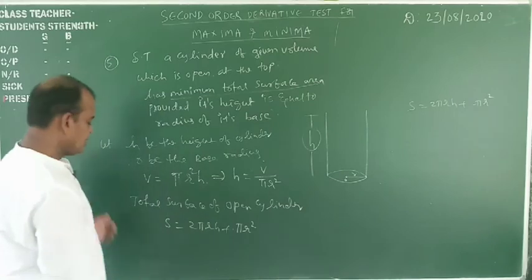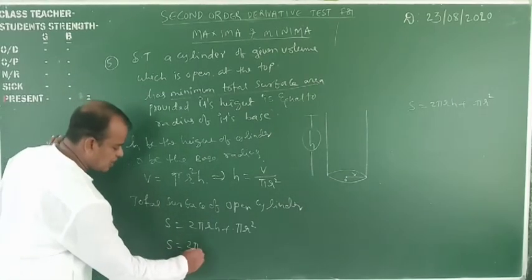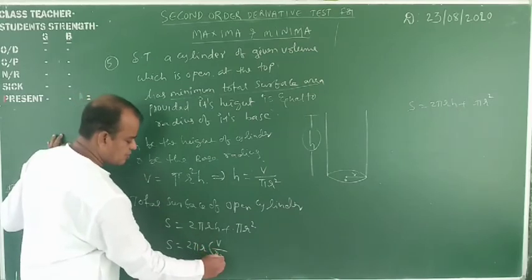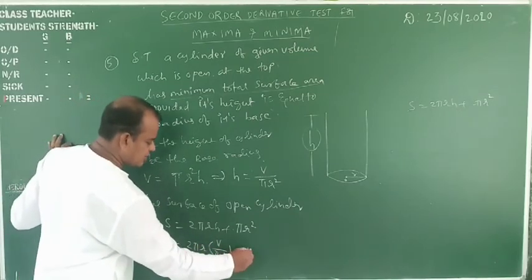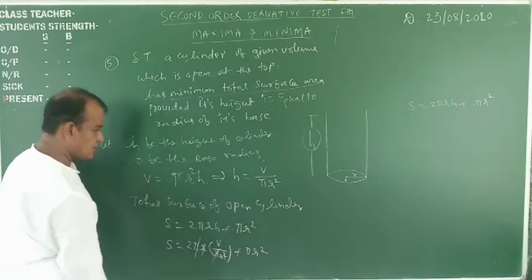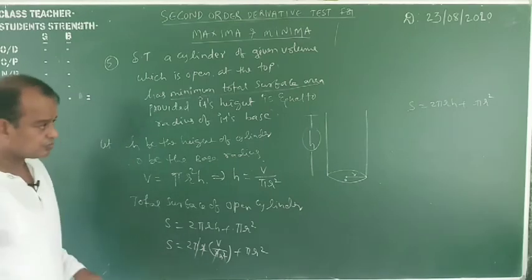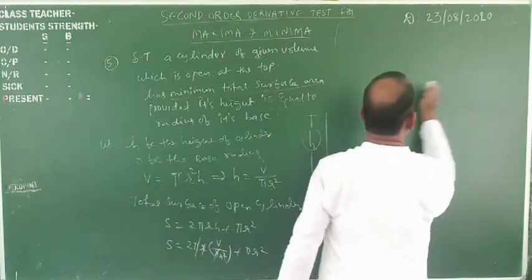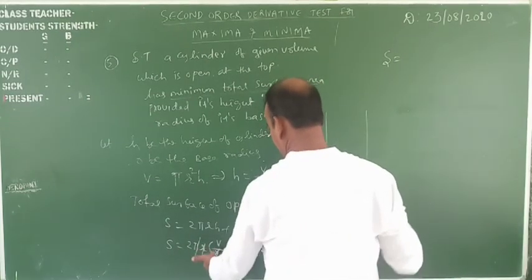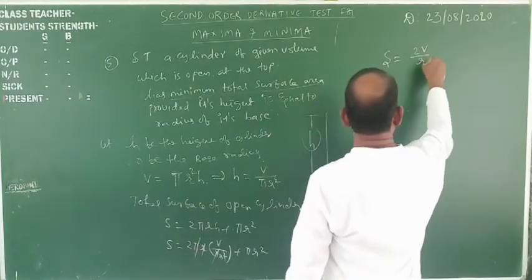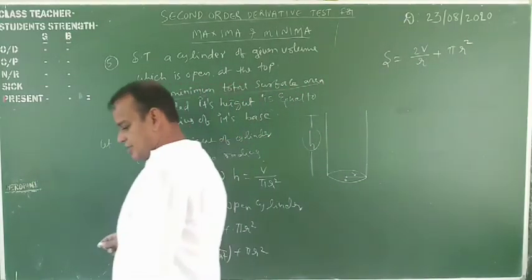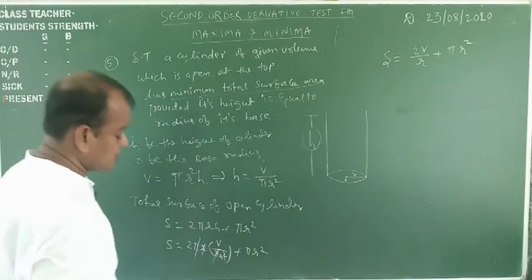Our goal is h is equal to r. This is minimum. Now S is equal to 2 pi r times the h value. What is the h value? V by pi r square, plus pi r square. Here pi cancels, r cancels. What is the value of S, my dear students? S is equal to the remaining terms. What are the remaining terms? 2V by r plus pi r square. Say yes or no? 2V by r plus pi r square.